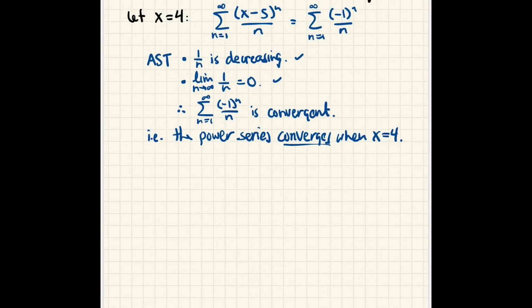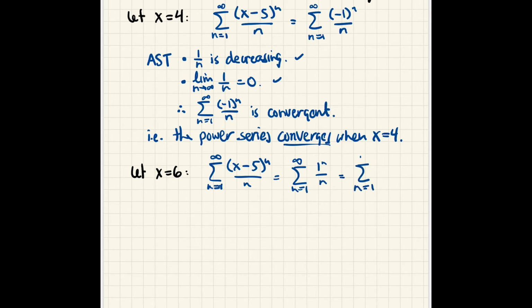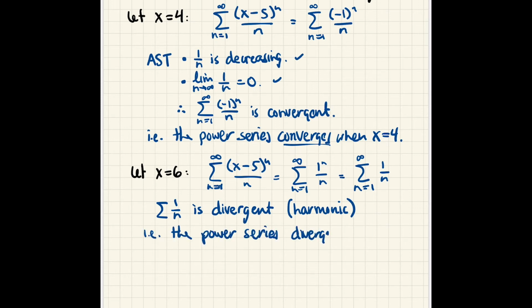Okay, well now we need to do the same thing but with x equaling 6. So when x is equal to 6, we get 6 minus 5, which is 1, to the n over n. Yeah, except that 1 to anything is 1, so this is just 1 over n, right? That's literally the divergent harmonic series, right? So this means the power series diverges when x is equal to 6.